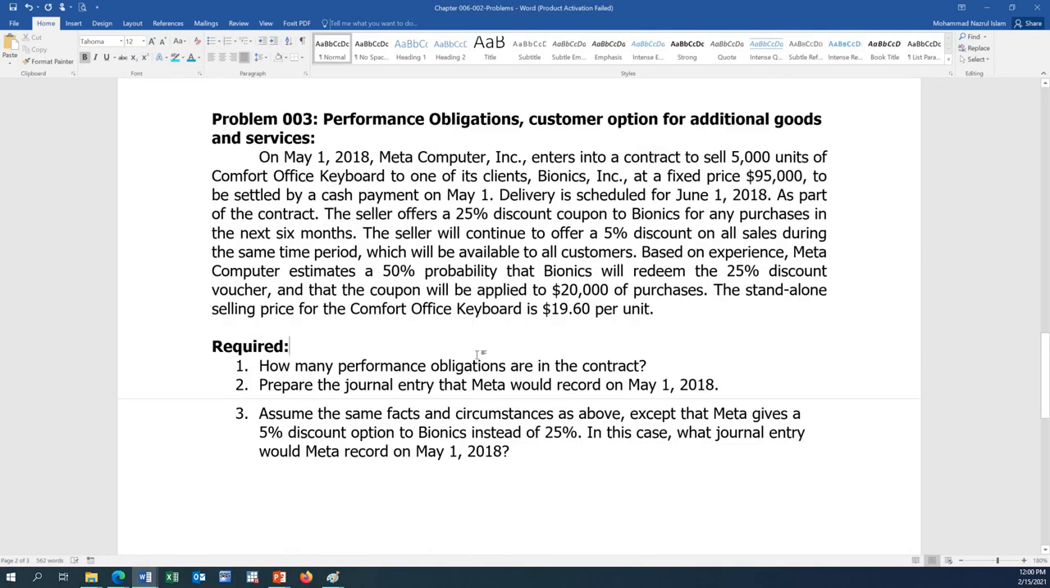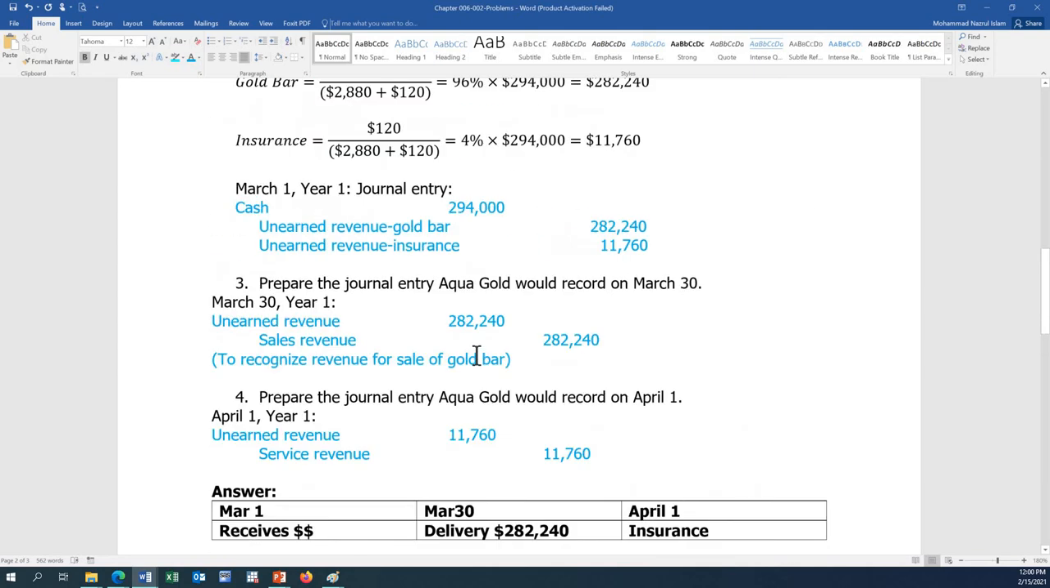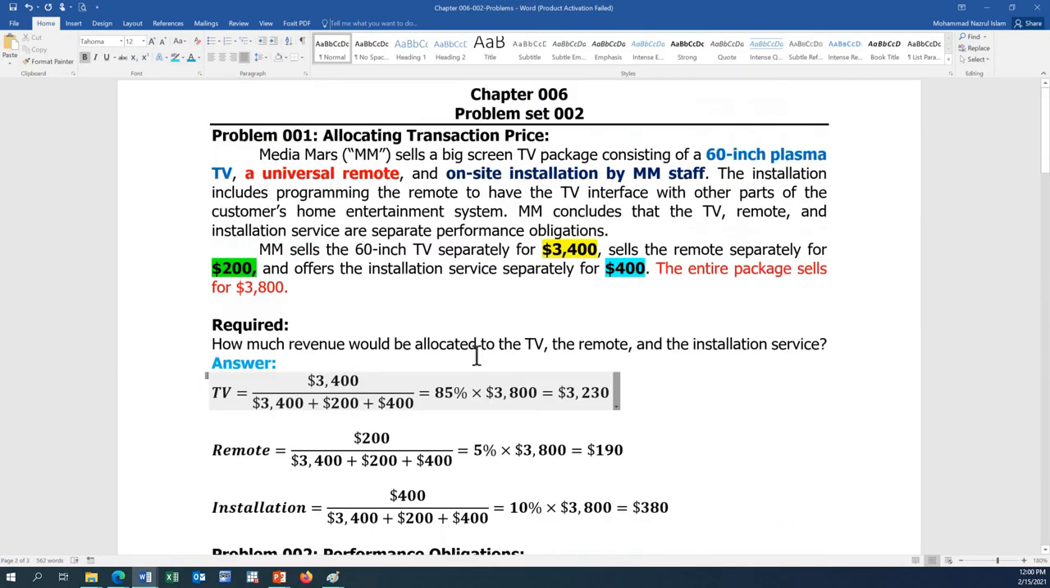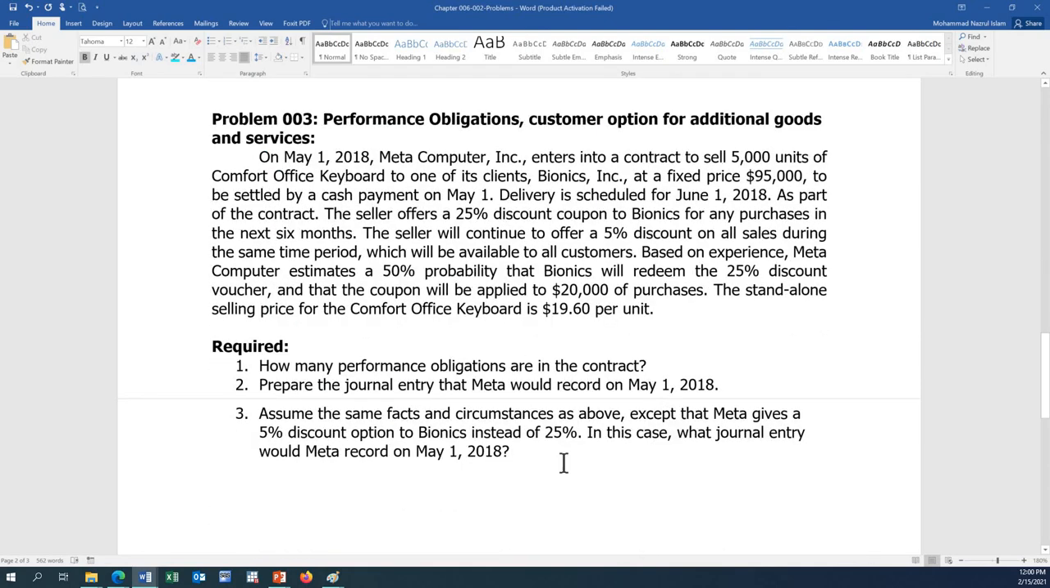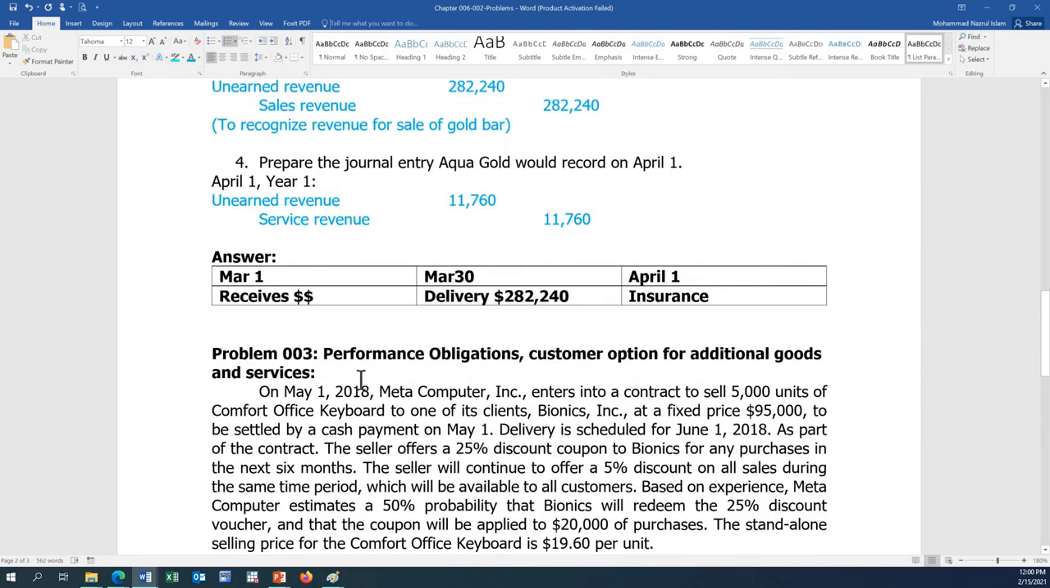And now this is problem number 3. Okay, so this problem number 3 is for yourself. So what I will say, do it by yourself. It should not be difficult for you.